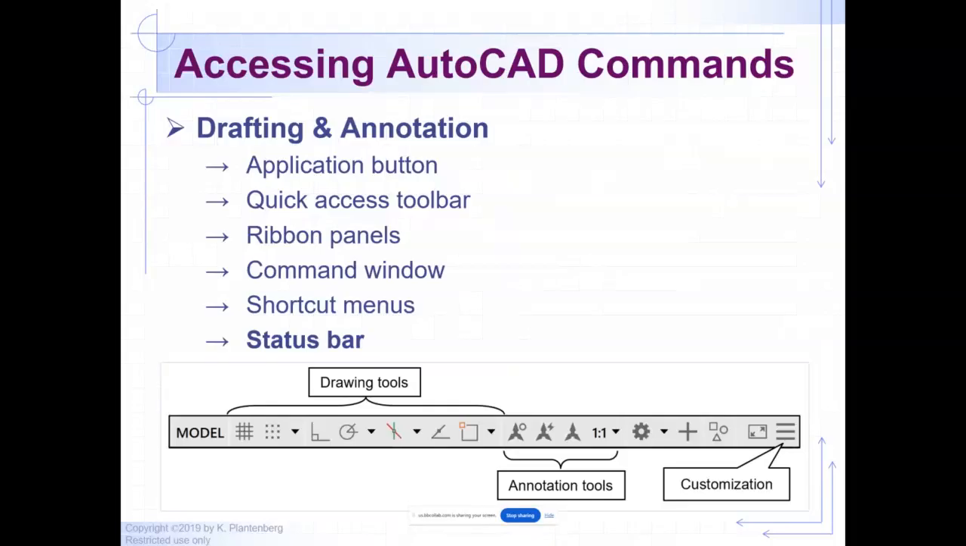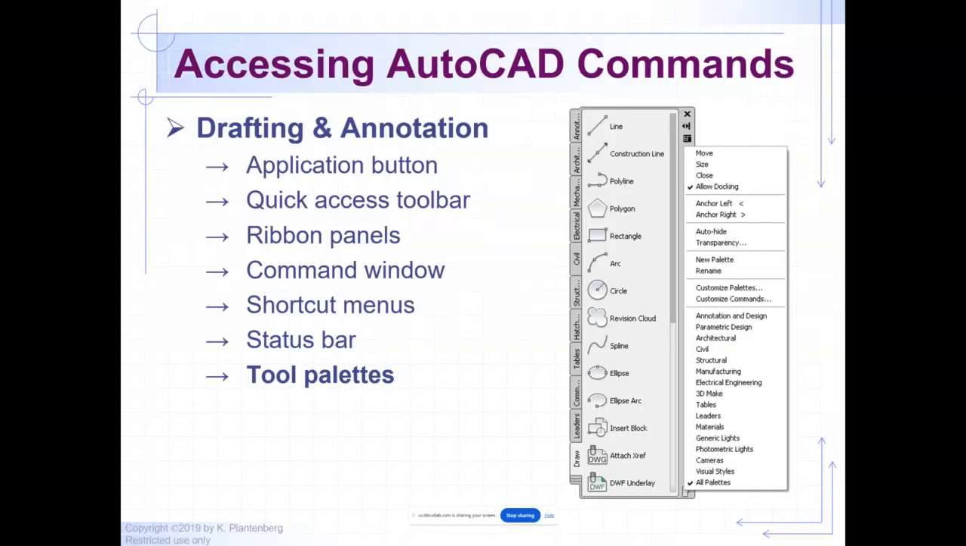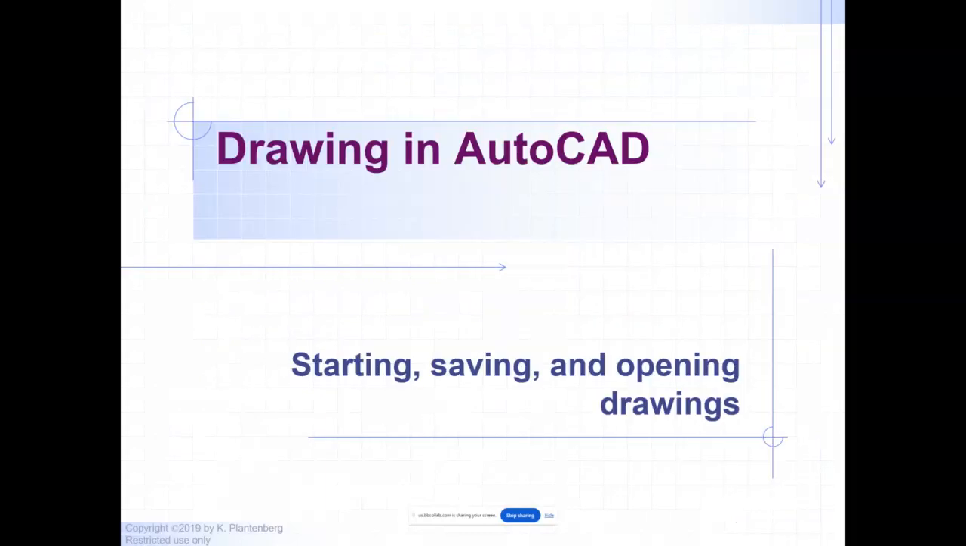The status bar is down there in the bottom. There's some different tools we can turn off and on, make adjustments to, and that's kind of important. And then here's a tool palette. Like I said, that's the tool palette. It has a bunch of different tabs on it for different things.